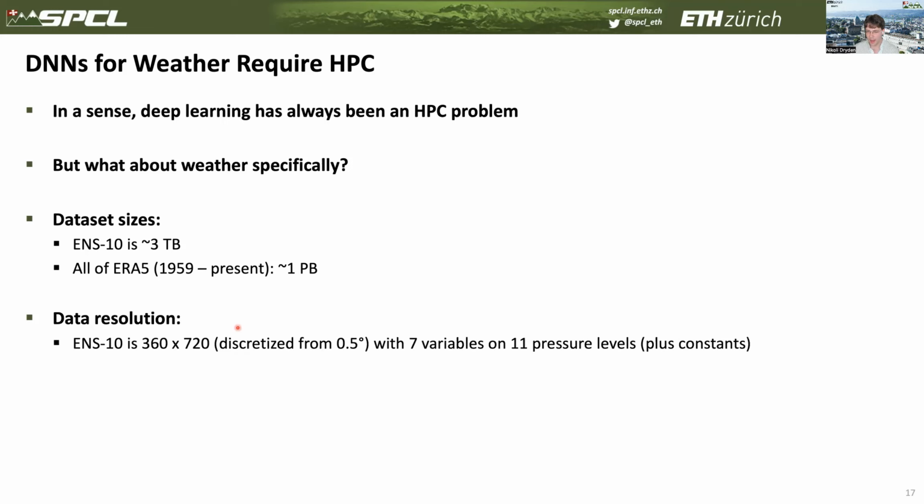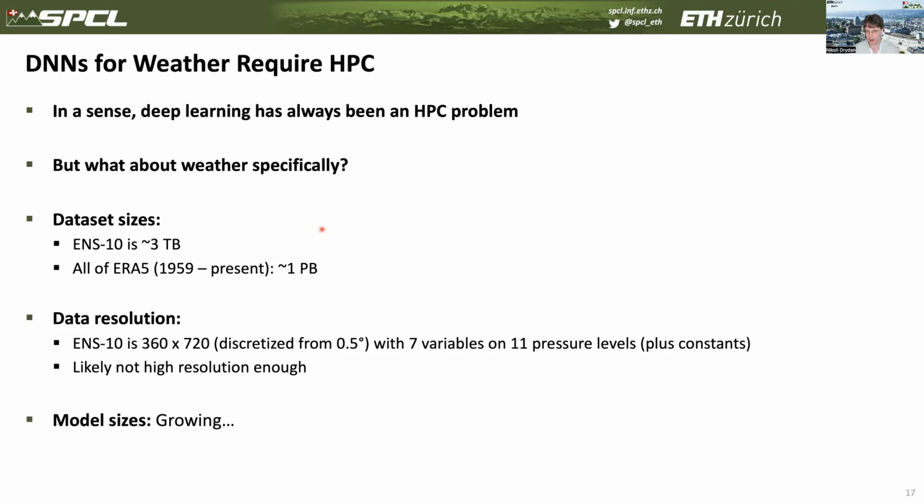Our data is also quite high resolution compared to standard image data. The ENS10 is 360 by 720 at the 0.5 degree resolution, and it has 7 variables on 11 pressure levels. So this is quite a lot compared to the 224 by 224 ImageNet with RGB input channels. And of course, this is likely not actually high resolution enough for production quality work. And of course, our model sizes are always growing.